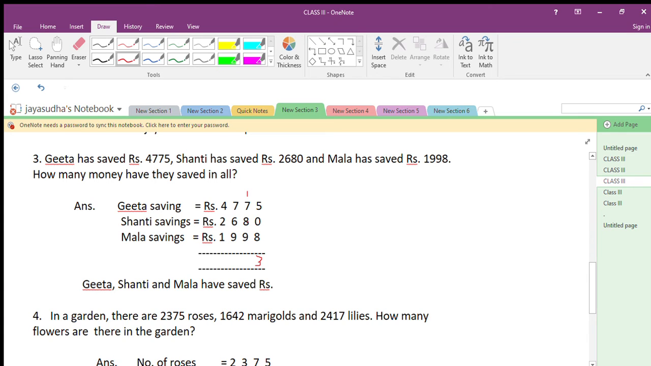Now 9 plus 8. Count and tell the answer, children. 9 plus 8, 17. 17 plus this 7, 24. 24 plus this 1, 25. So you want to write 5 here. So 2 carry to the next column.